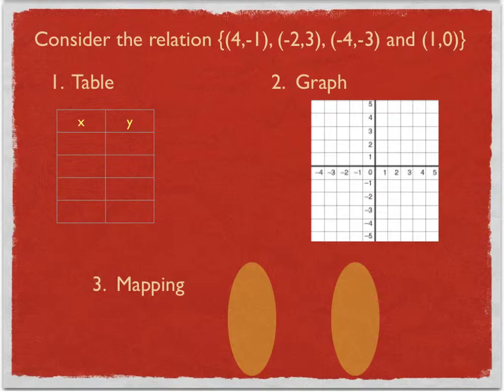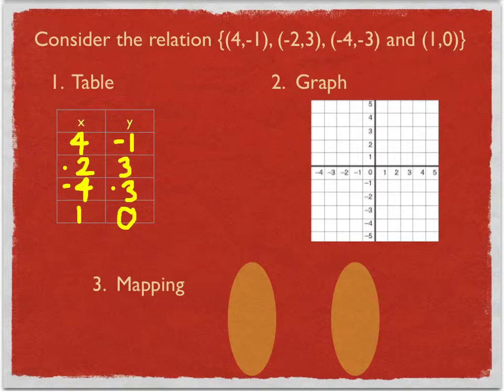So if I was going to represent these in a table, all I have to do is write them down in the respective column. My x's, of course, are my first values, so those are going to be 4, -2, -4, and 1. And my y values will be the second values in the ordered pairs: -1, 3, -3, and 0. Very similar to ordered pairs, really. It's just we're writing them in a little bit different format here.